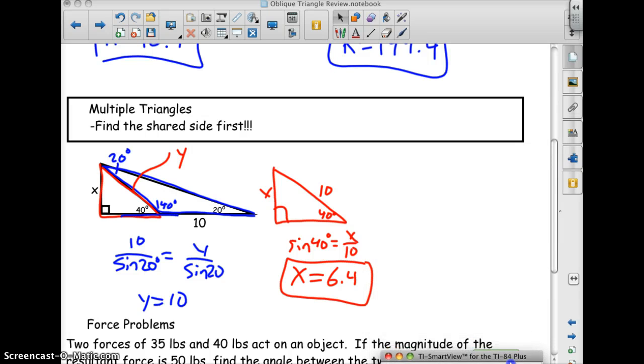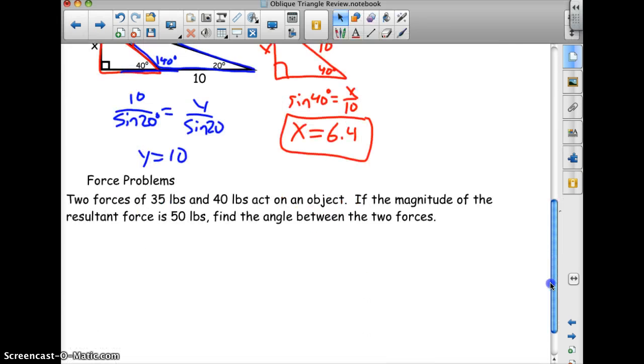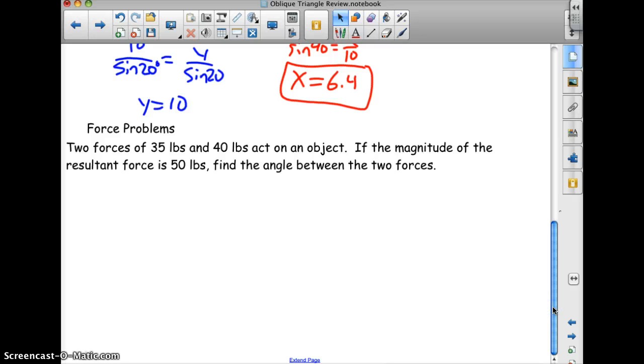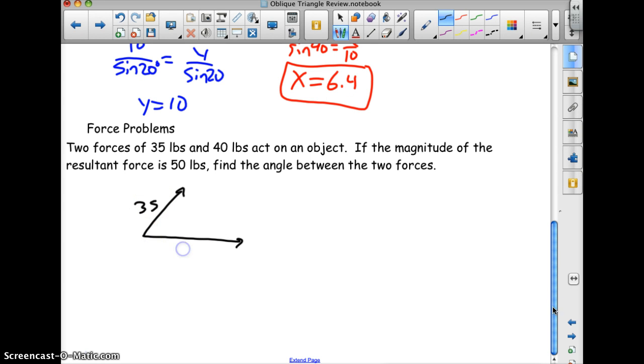Okay, the last one here that I have for the video is a force problem. These force problems are always going to make parallelograms. That's the key to this. Two forces of 35 and 40 act on an object. If the magnitude of the resultant force is 50 pounds, so I've got a 35-pound force here and a 40-pound force here.